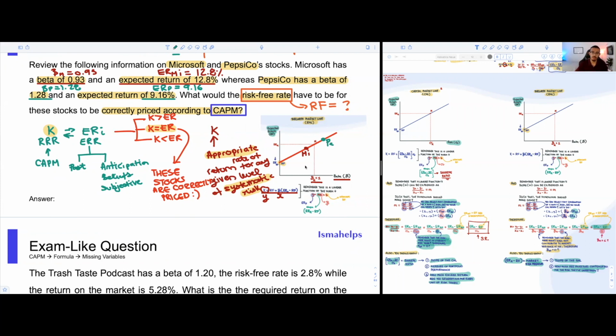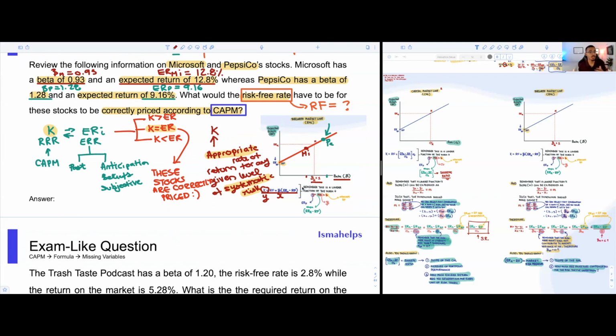So as you can see, PepsiCo would essentially require a higher rate of return than Microsoft because its risk is higher as well. Its risk is much bigger than that of Microsoft. So you would require a higher rate of return. And in other words, in comparison, you would see that Microsoft requires a smaller rate of return because its risk is smaller than that of the market and that of Pepsi. Do you see the relationship?